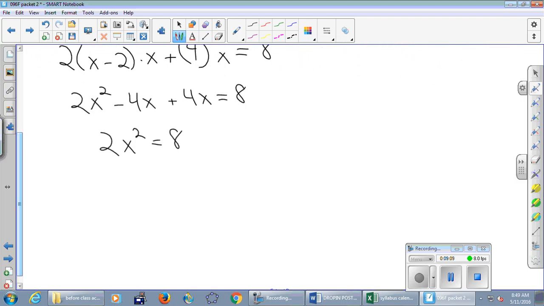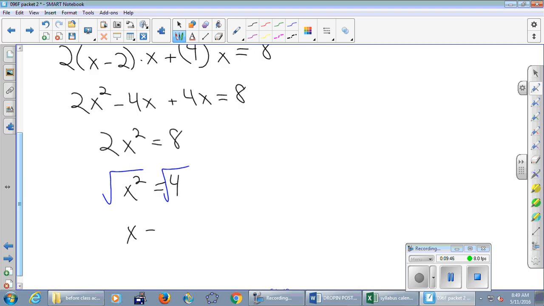For most quadratic equations, we want a 0 on one side, but not for these. For these, I want to get the x squared by itself. So if we divide both sides by 2, x squared is 4. And then, you probably know what the answer is already, but what do I do to both sides to get x by itself? Is to not square, but take the square root of both sides. That's why I wanted the x squared by itself, so that I could now take the square root of both sides. So I'll put this in a different color here. Square root of both sides.